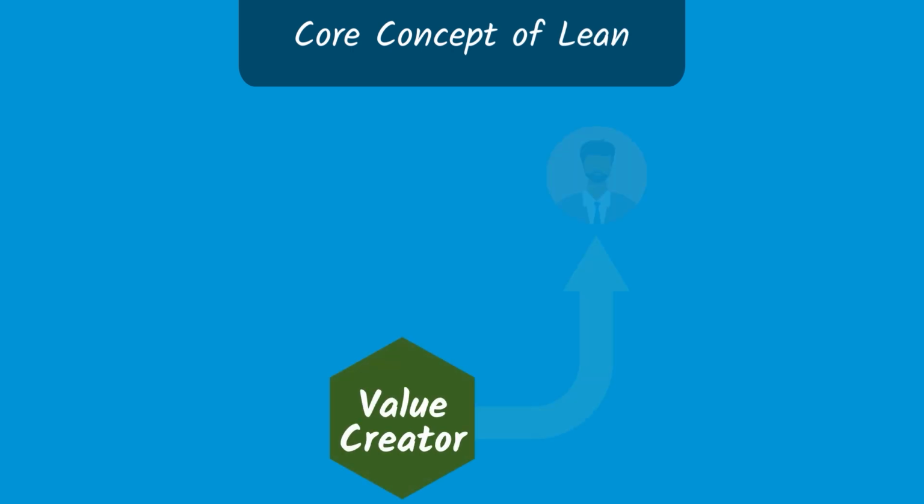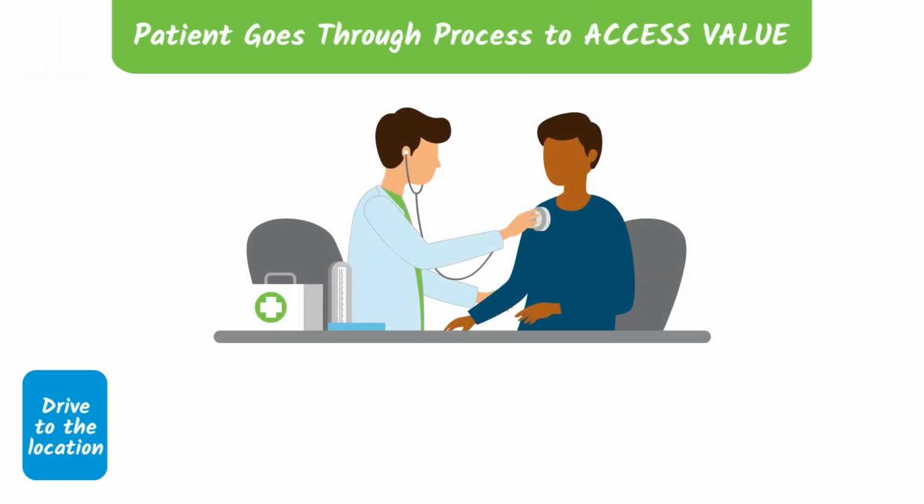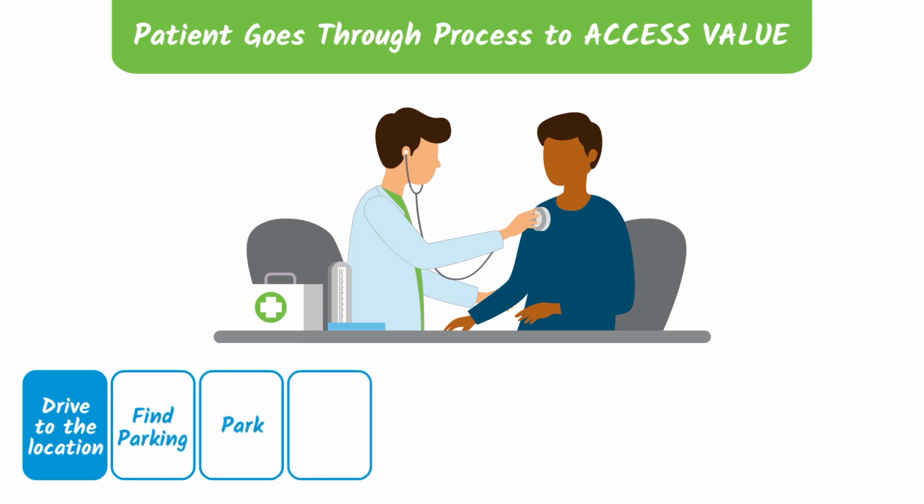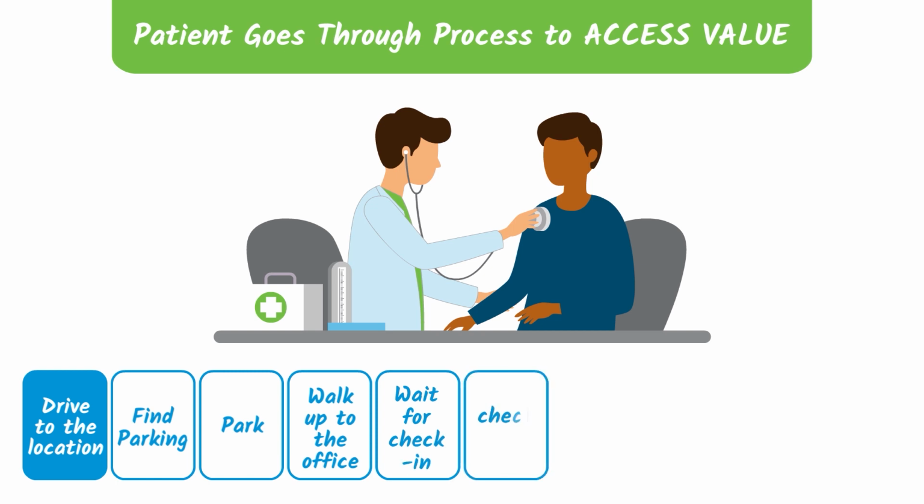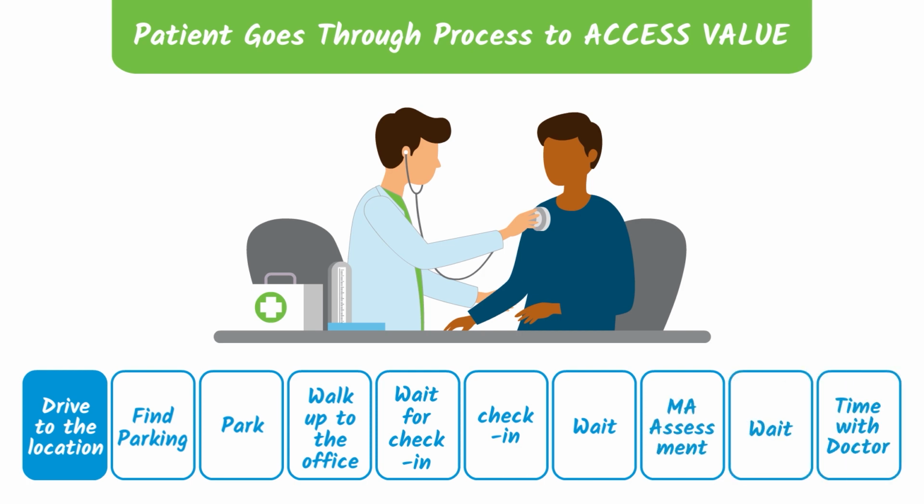In our module on lean, we saw that lean is all about flow of value, customer value. We also saw an example of a doctor's office visit where the patient is a customer and is looking for value: time with the doctor and resolution of the chief complaint. Now patients don't get that value right away. They have to go through multiple steps that don't actually produce the value they are looking for.